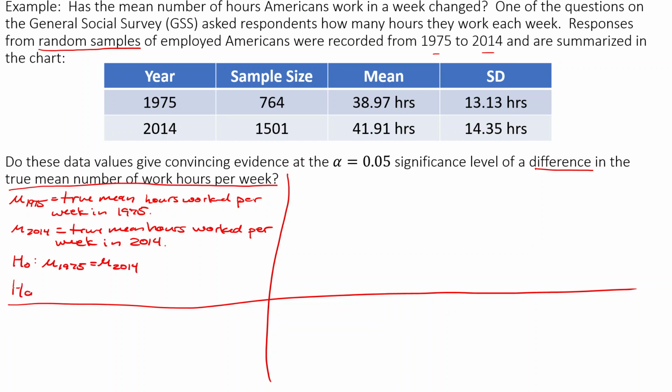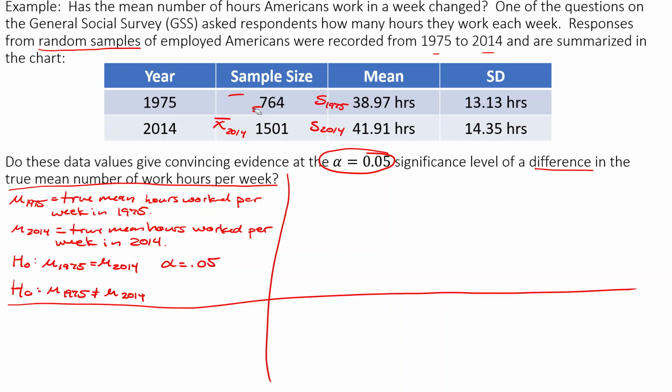Our alternative is we just want to see, are they different? So the mean in 1975, is it not equal to the mean in 2014? And our alpha is 0.05. Now, I would say we write down all the stuff, but they already gave it to us in a chart. I don't know if we really need to write it down again. If it's up here in the chart, this would be the X bar for 1975. This would be X bar for 2014. This would be S for 1975. This would be S for 2014.